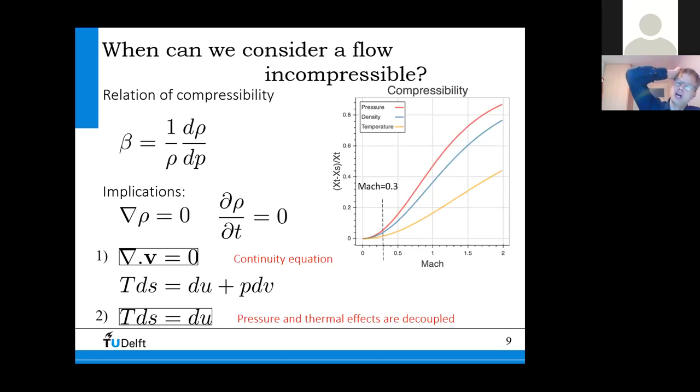So when is a flow incompressible? Here on the top is the definition of compressibility, beta, and actually it sets the rate of change of the density with the pressure. So if you have an incompressible flow, the density stays constant, both in location and in time. You don't have a change in density.